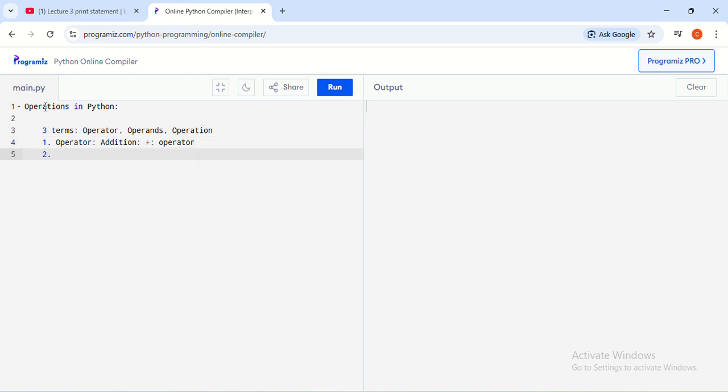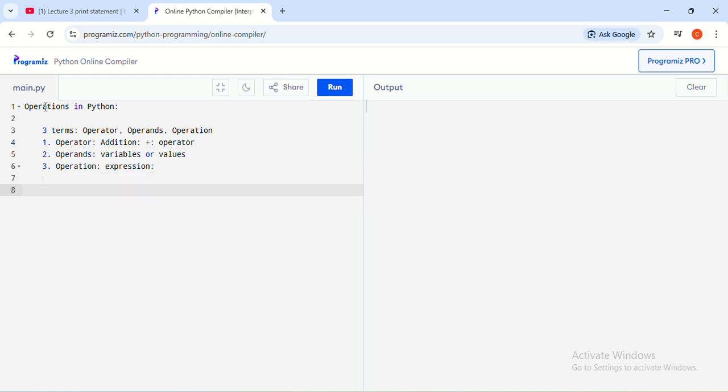The second one is operands. Operands means the variables or the values which participate with operator in expression, that is called as operands. So operands are normally variables or values directly. The third one is operation. Operation means when we combine operators and operands in one expression which we just solve, that total becomes an operation.